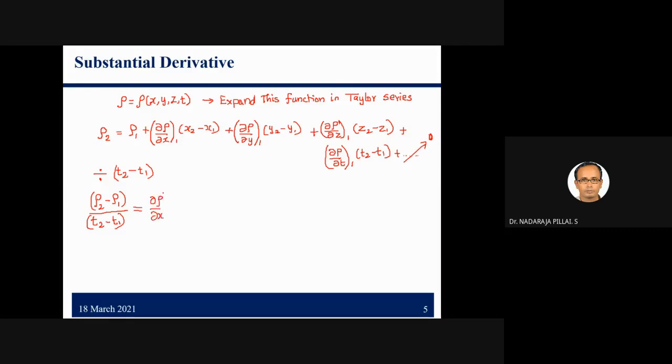So I can write dou rho by dou x at 1 times x2 minus x1 by t2 minus t1, plus dou rho by dou y at 1 times y2 minus y1 by t2 minus t1, plus dou rho by dou z at 1 times z2 minus z1 by t2 minus t1, plus dou rho by dou t at 1.